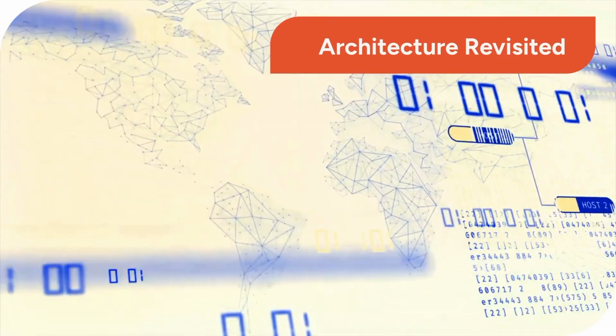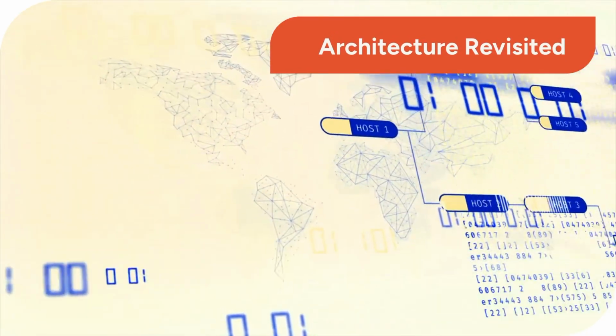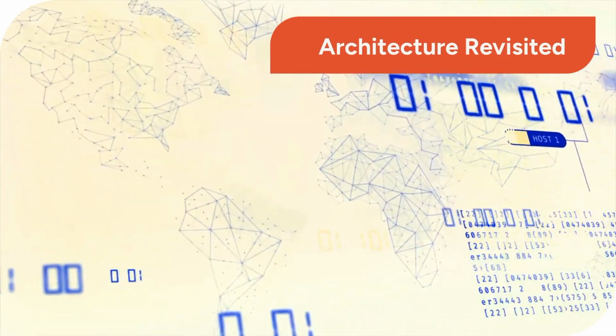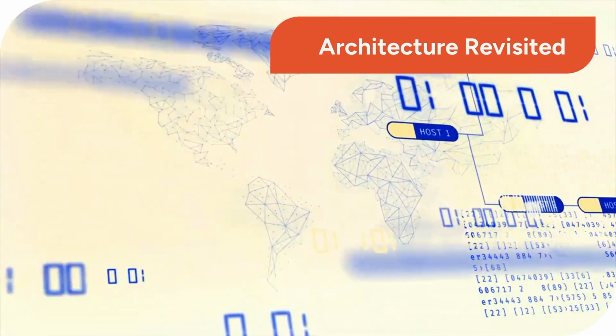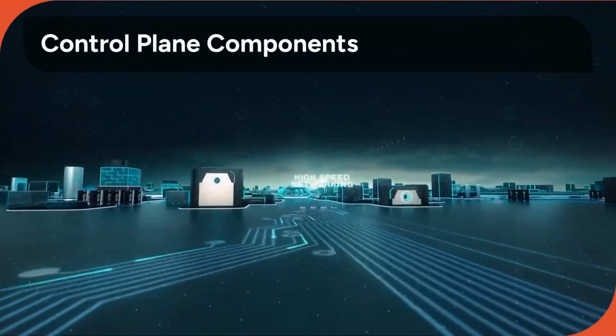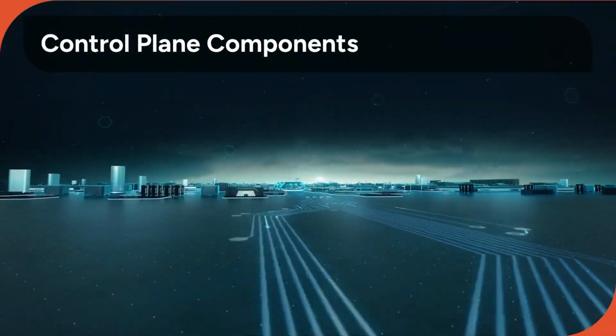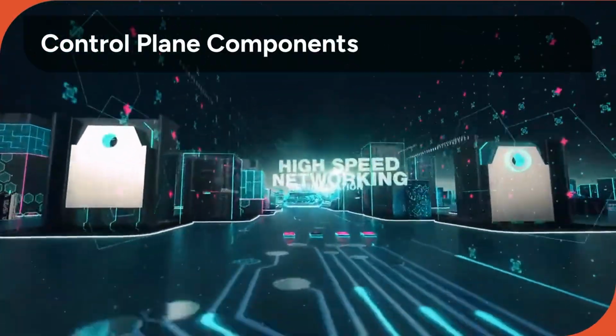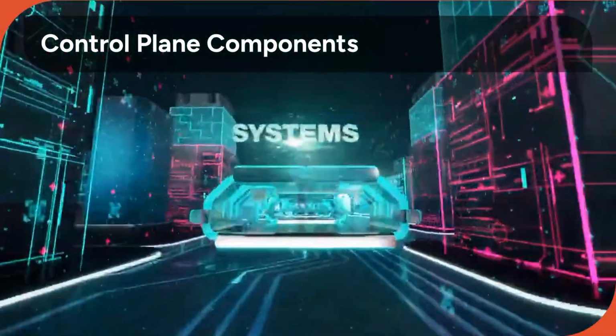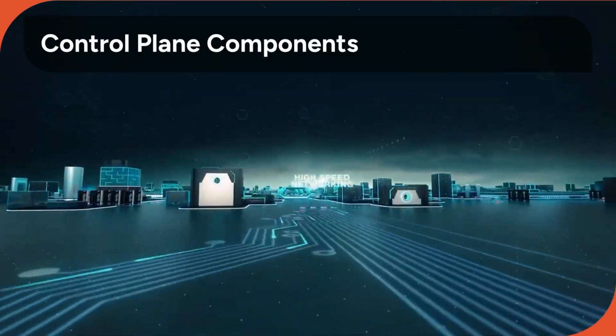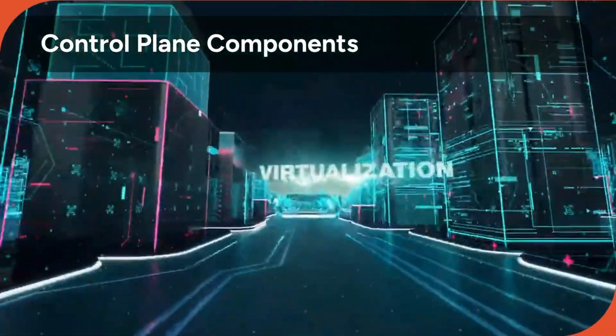Let's start by revisiting the Kubernetes architecture, but this time with a focus on the advanced interactions between the control plane and the worker node. The control plane is the brain of your cluster. We're talking about etcd for consistent state storage, the API server as the front-end interface, and the scheduler, which decides where your pods actually run based on complex rules.